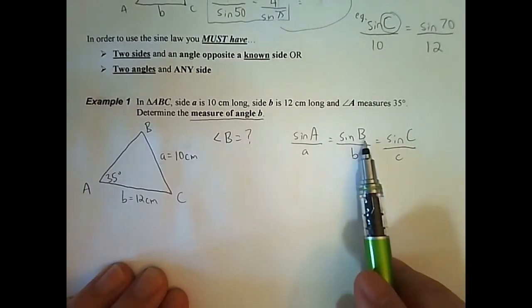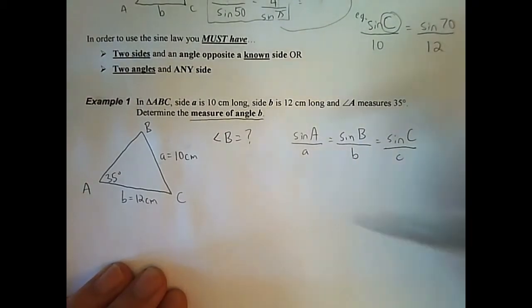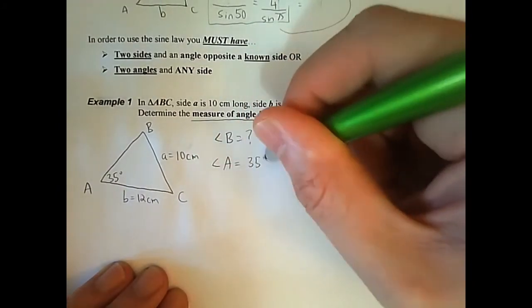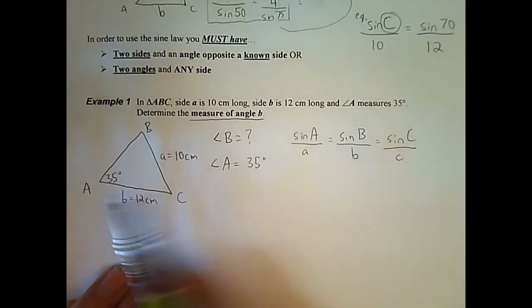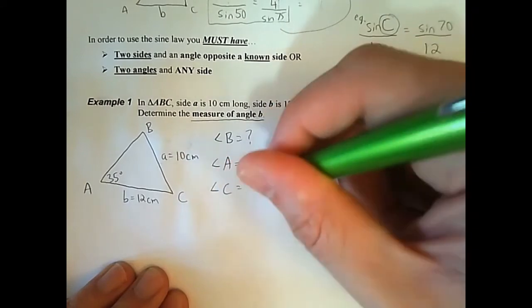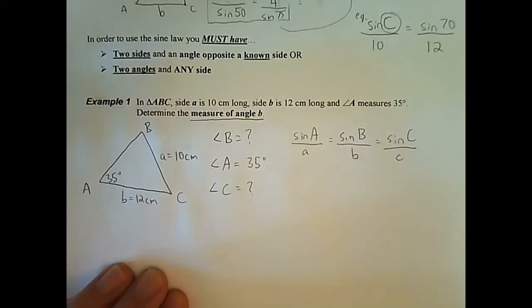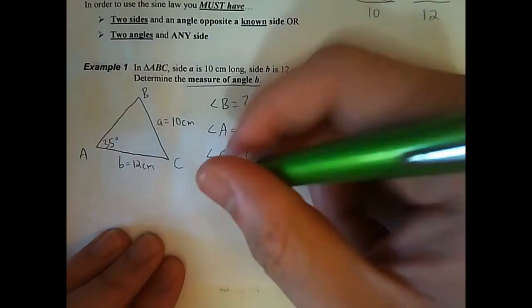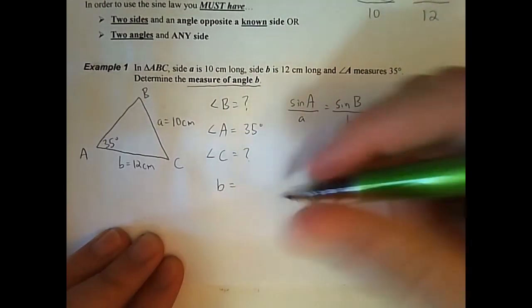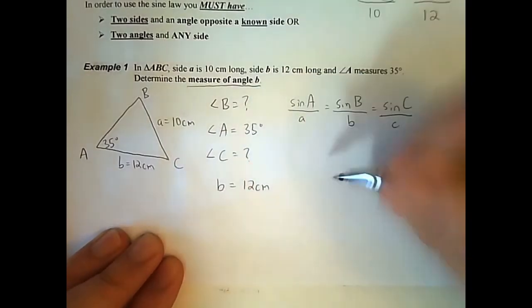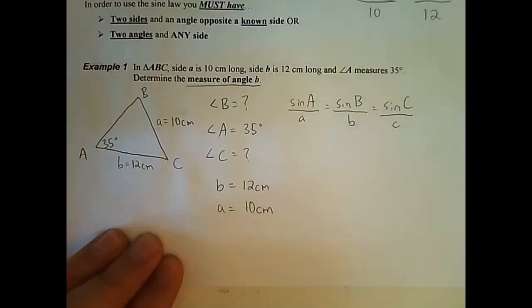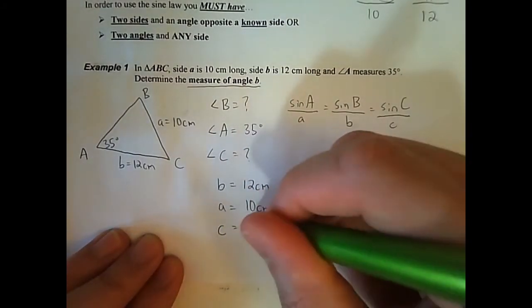So I need to solve for angle B. So what other information do I have? Well, do I have an angle A? Oh, we actually know that's 35 degrees. That's what it says in the question. That's what I have in my diagram. Angle A is 35 degrees. Is there an angle C? No, we don't know what that is either. How about side b? Let's go B, A, C here. Side b is 12 centimeters. Side a is 10 centimeters. And side c, we don't know.